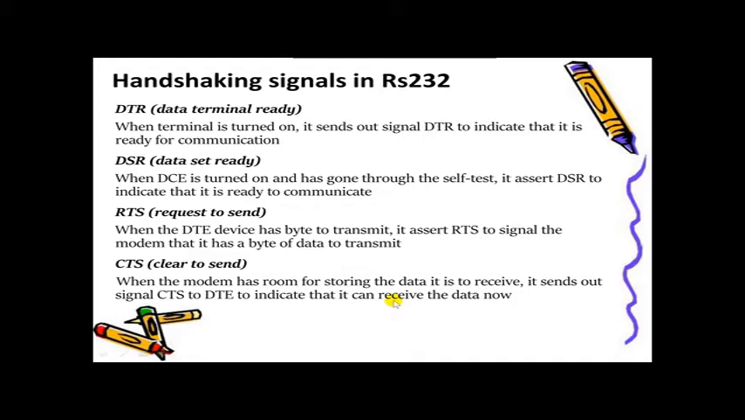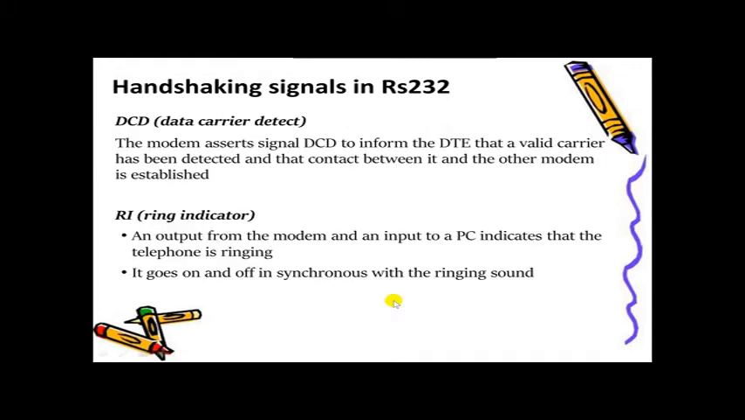Next, DCD. The modem asserts the signal DCD to inform the DTE that a valid carrier has been detected and that contact between it and the other modem is established. RI is the ring indicator. It is an output of the modem and an input of the PC indicating that the telephone is ringing. It goes on and off synchronous with the ringing sound, as simple as your telephone.